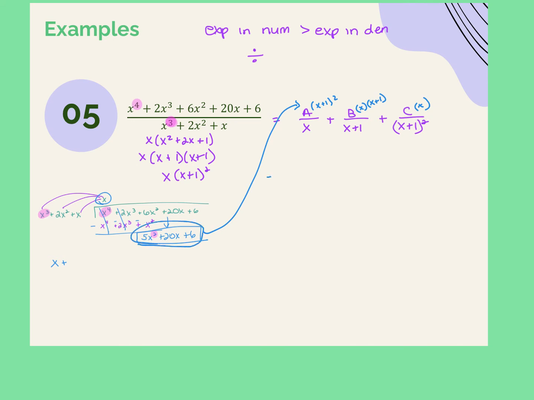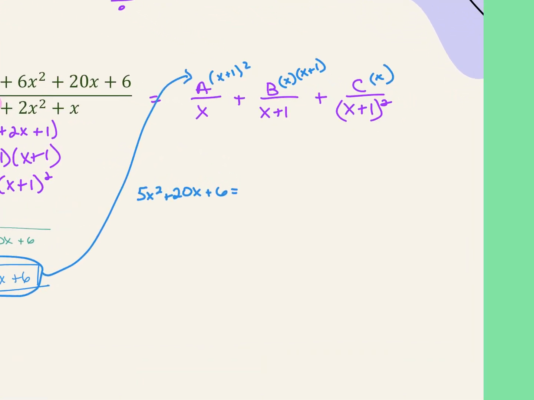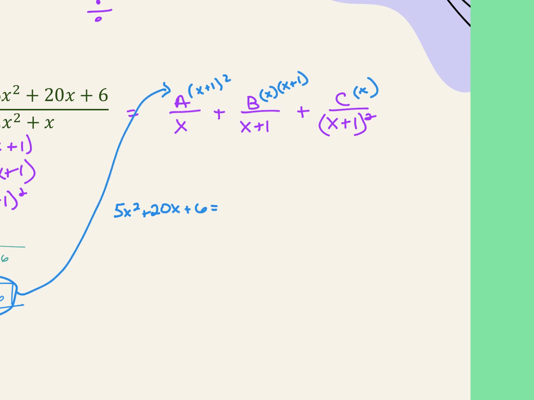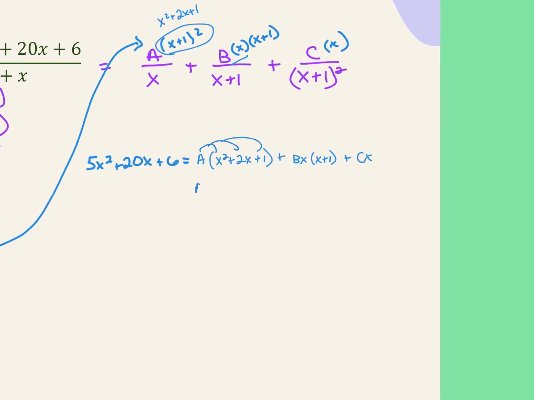So then the left side, 5x squared plus 20x plus 6, is going to get set equal to, and you're going to break this apart. If I expand this out, I get x squared plus 2x plus 1. So this would be A times that, x squared plus 2x plus 1. Bx times x plus 1. We're going to come back and distribute that. And then Cx is the last one. So I would distribute the A in here: Ax squared plus 2Ax plus A plus Bx squared plus Bx plus Cx equals that left side, 5x squared plus 20x plus 6.